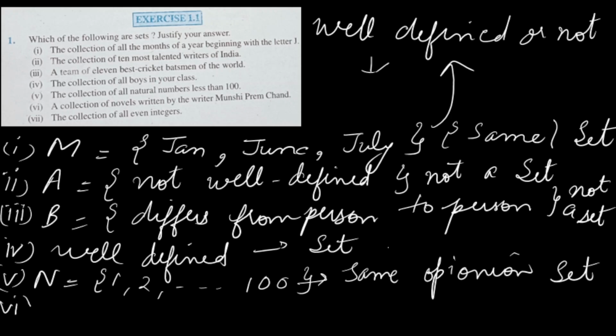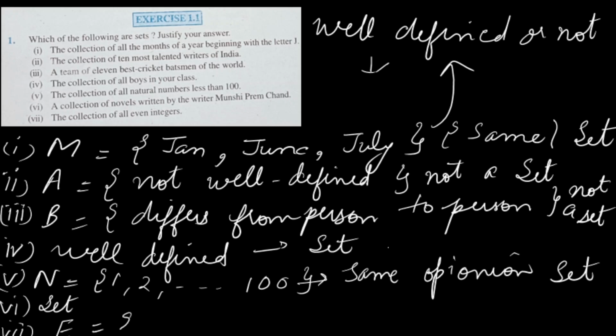Then sixth one, the collection of novels written by Munshi Premchand. So collection of novels written by a particular writer. That means the collection is well defined only. Its elements will always remain same. From whoever you ask this question, same elements will be provided in the answer. That means this is an example of set.